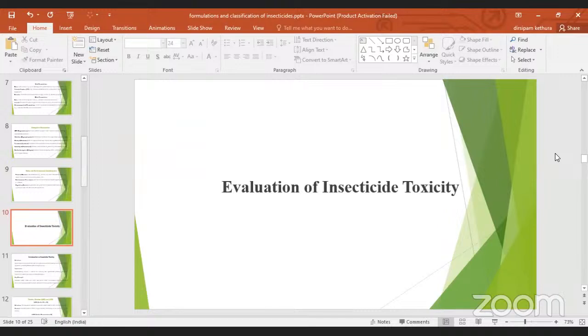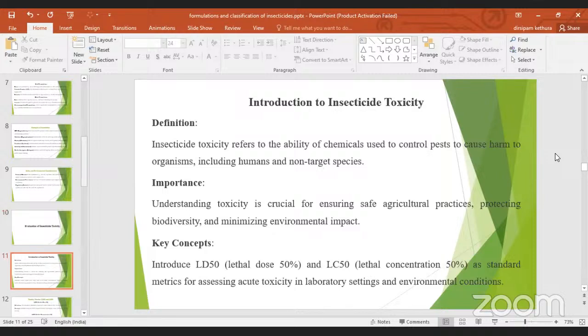And the next part is evaluation of insecticide toxicity. This is your second part of fundamentals of insecticide toxicology. Under this, we are going to talk about how do we evaluate the insecticide toxicity, how much we have to use, how to use, and all these things. We already studied about the introduction, and we already studied about the definition of insecticide. As we are talking about the insecticide toxicity, once again we'll brush up the definition of insecticide.